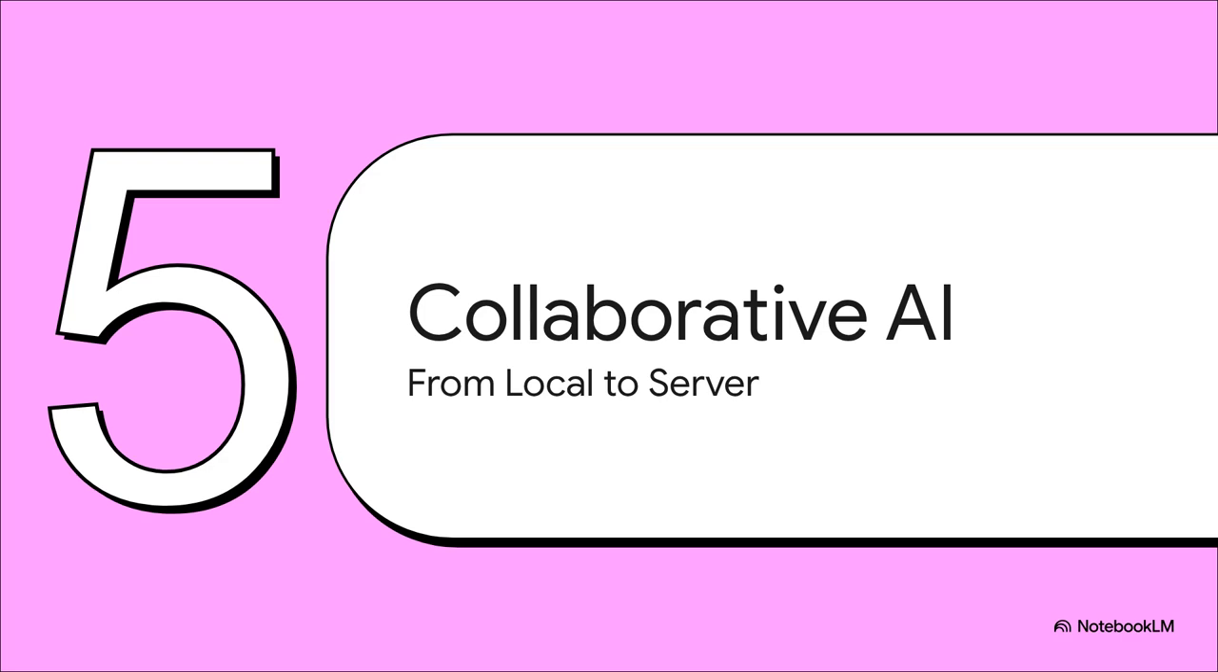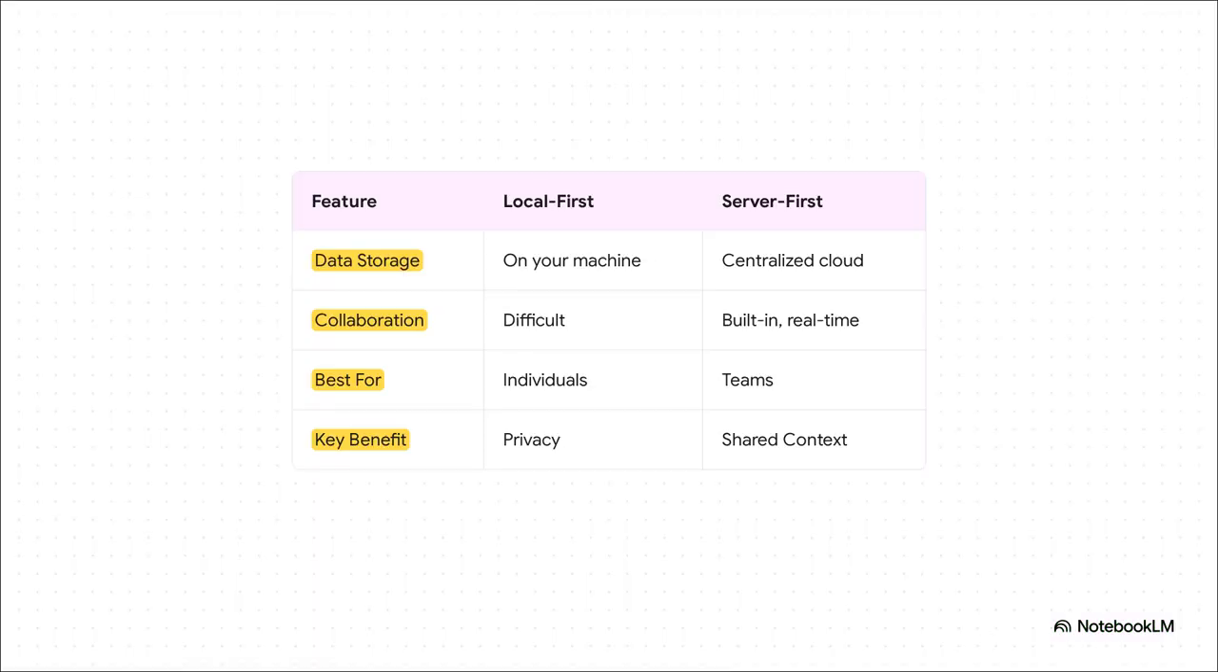Okay, let's zoom out for a second. All these architectural patterns we've been talking about, they're fantastic for a single developer working on their own. But what happens when an entire team wants to use an AI assistant? Well, the architecture has to evolve. And this leads to a pretty fundamental shift in how these systems are built, moving from what's called local first, where everything lives on your machine, to a server first architecture.